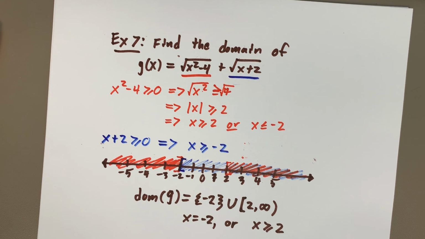And we'll move on to difficulty 5 problems next, where we're looking at similar cases where we have to look at 2 separate parts of a function to find the domain of the entire thing. So I'll see you in the next one.